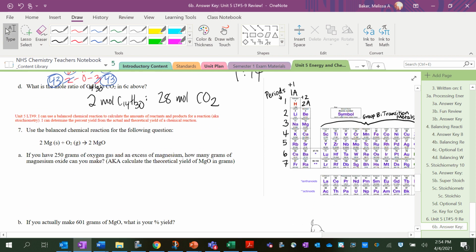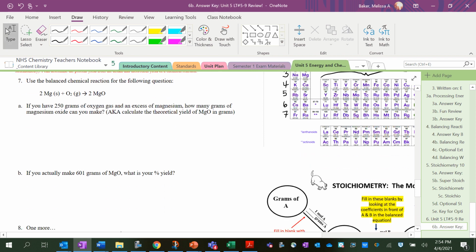All right, we're in the home stretch here. I can use a balanced chemical reaction to calculate the amount of reactants and products for a reaction, aka stoichiometry. And I can determine the percent yield from the actual and theoretical yields of a chemical reaction. Okay, so let's use this magnesium reaction here. If you have 250 grams of oxygen gas, that's our chemical A, and an excess of magnesium, how many grams of magnesium oxide can you make?